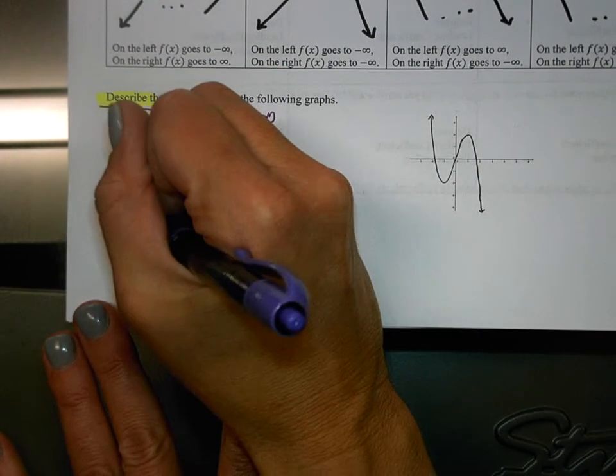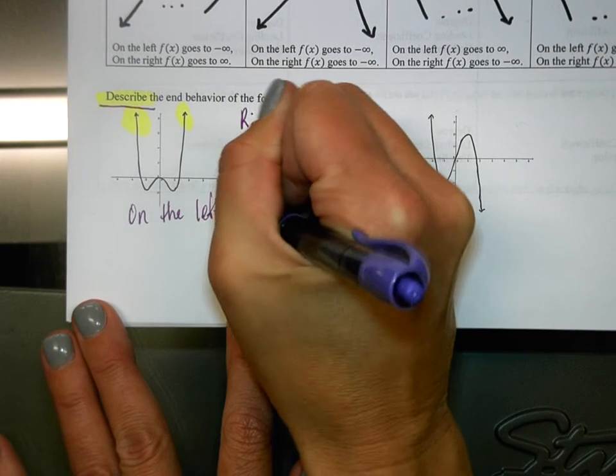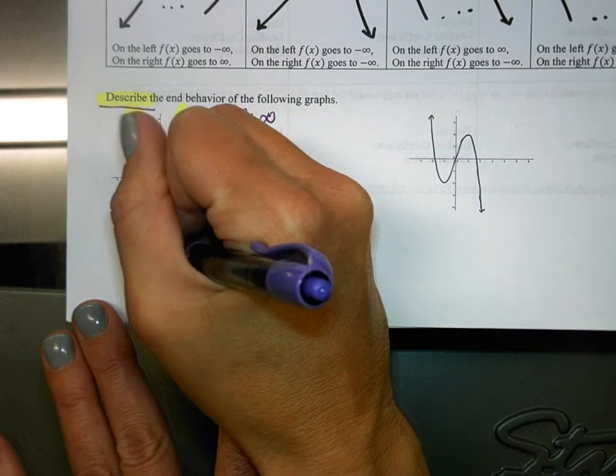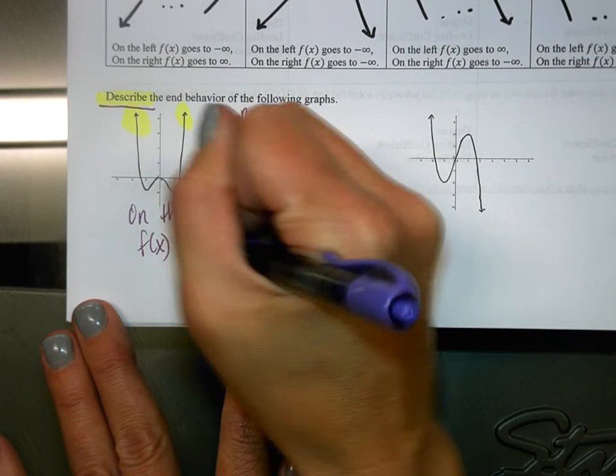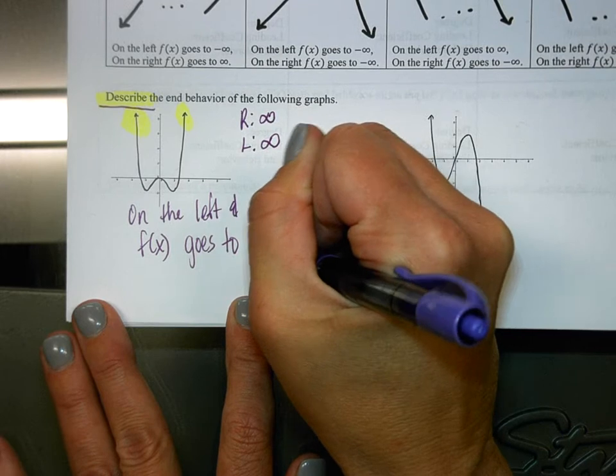I'm going to write this out. On the left and right, f of x goes to infinity.